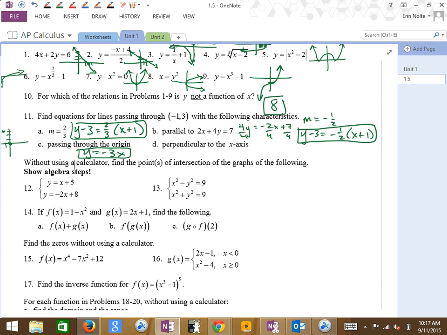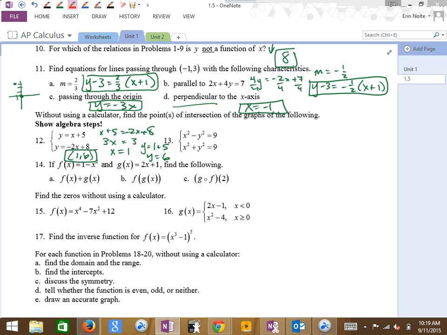Okay, what about number 13? This one I chose to do a different method on. You did the substitution or the elimination? The elimination method, yeah. Because it's set up in standard form and lined up perfectly for elimination, you can completely use elimination. So to eliminate, do we want to eliminate x's or y's? It doesn't matter. Y's. Okay, so we're going to add. If we add, x squared plus x squared is 2x squared, and 9 plus 9 is 18.